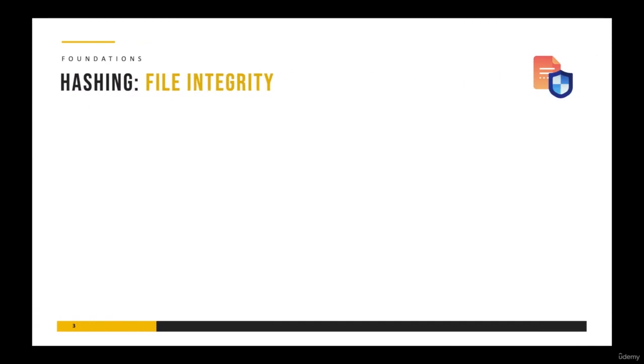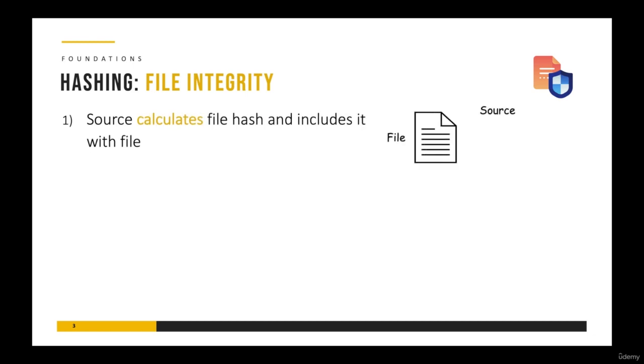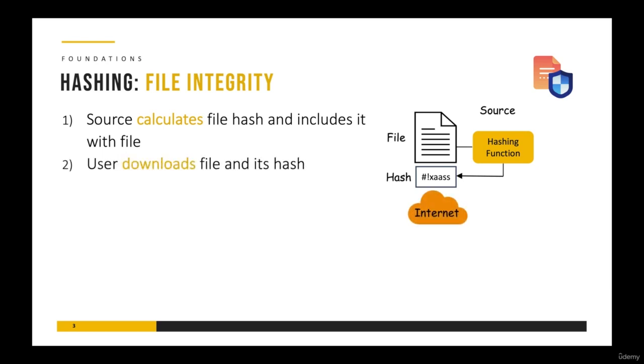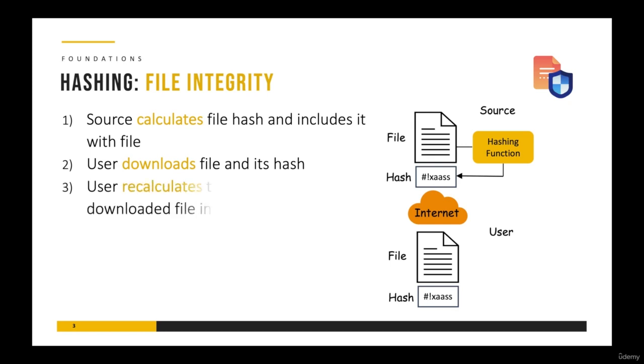A major application of hashing is in ensuring file integrity. Let's see how this works. Let's say you have a source with a file. The source passes the file through a one-way hash function, calculates the hash, and stores it along with the file. Now a user goes ahead and downloads the file and its corresponding hash. And now the user recalculates the hash of the downloaded file independently.